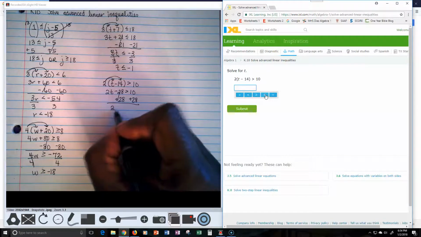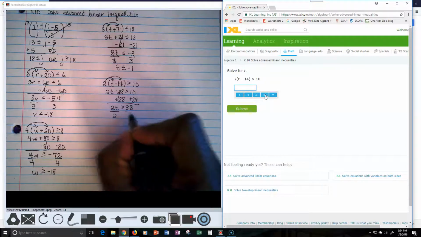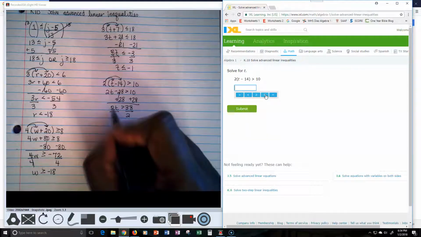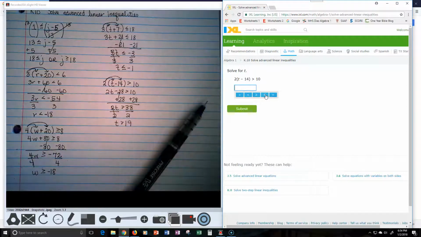And I've got 2t is greater than 38. Divide by 2 on both sides of the inequality. t is greater than 19.